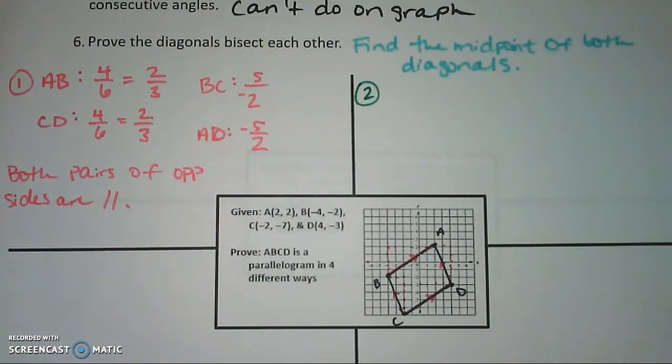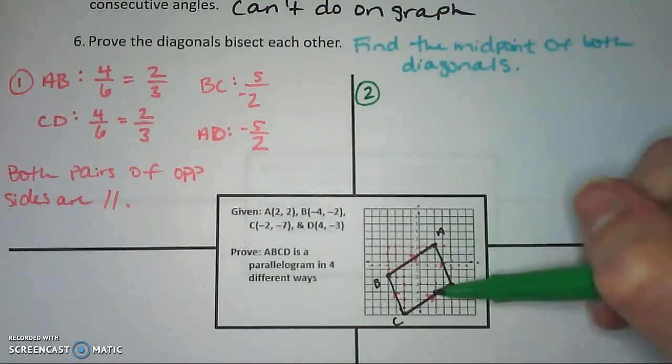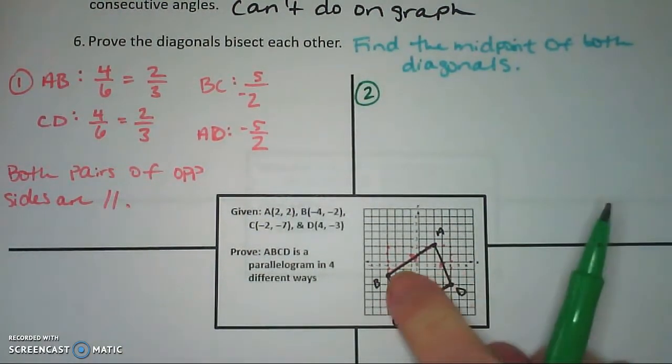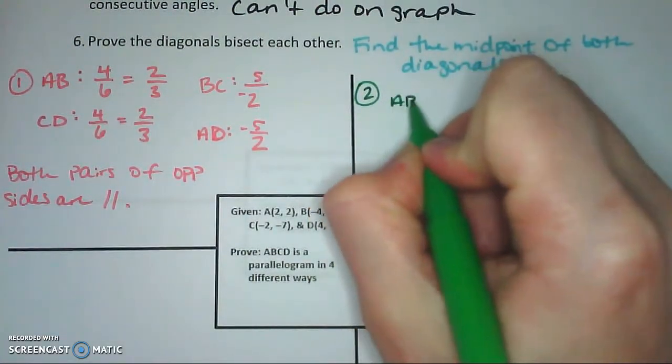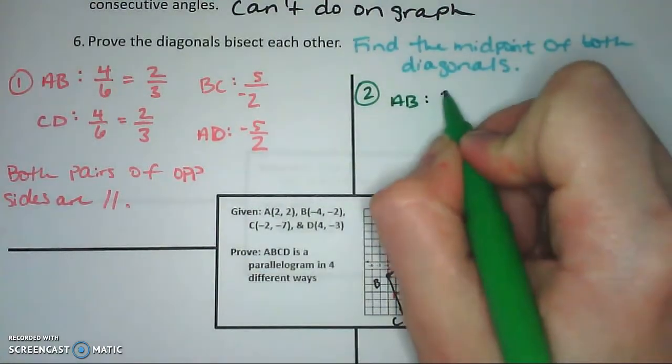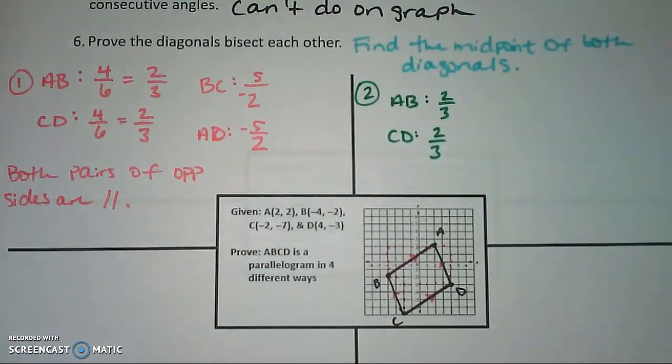Okay, method number 2 was to find the length slash distance and slope for one pair of opposite sides. Well, we've already found the slopes of all 4 of our sides, so I'm just going to pick one pair of opposite sides. I'll use side AB and CD. We know that AB has a slope of 2 over 3, and CD also has a slope of 2 over 3.